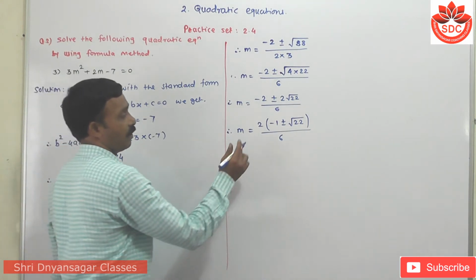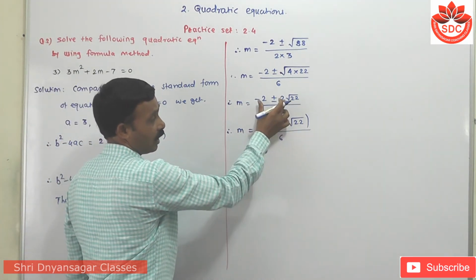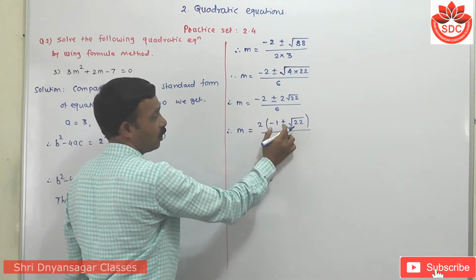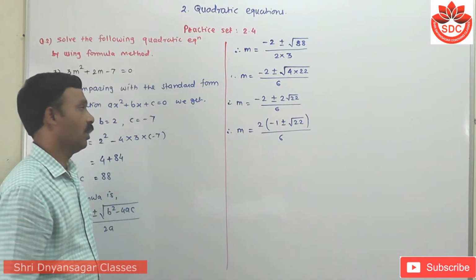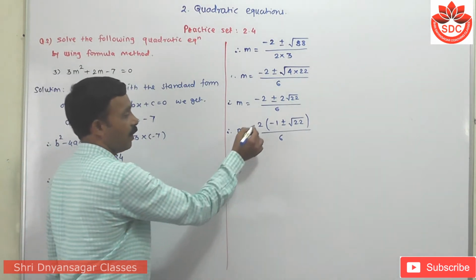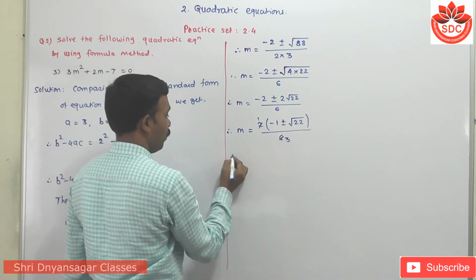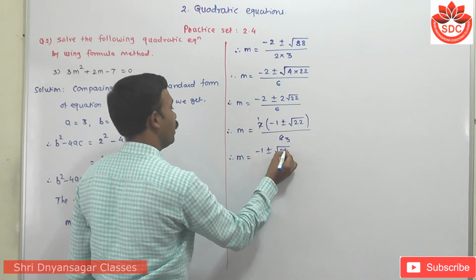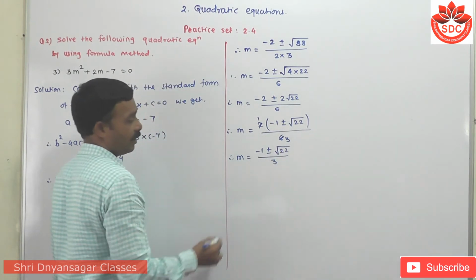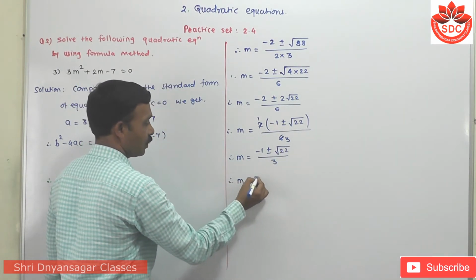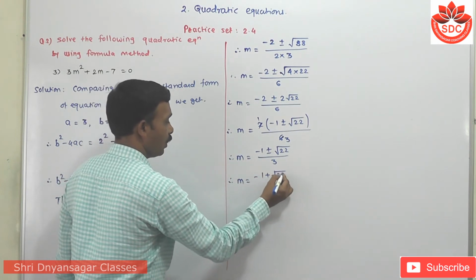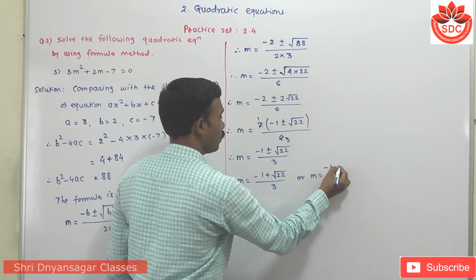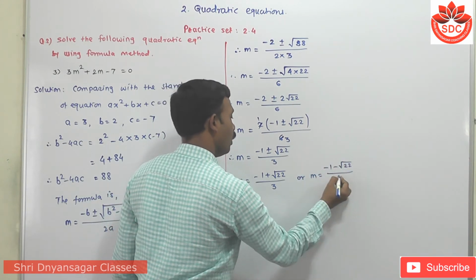Then we simplify it. Student, when we multiply this 2 into the bracket, we get this value. Look carefully: 2 into minus 1 is minus 2, plus minus as it is, 2 into root of 22. I have taken common from here. Then simplify it, 2 and the 2 3s are. Means that m is equal to minus 1 plus minus under root of 22 upon 3. We write this 2 times. Therefore m is equal to minus 1 plus root of 22 upon 3, or m is equal to minus 1 minus root of 22 upon 3.